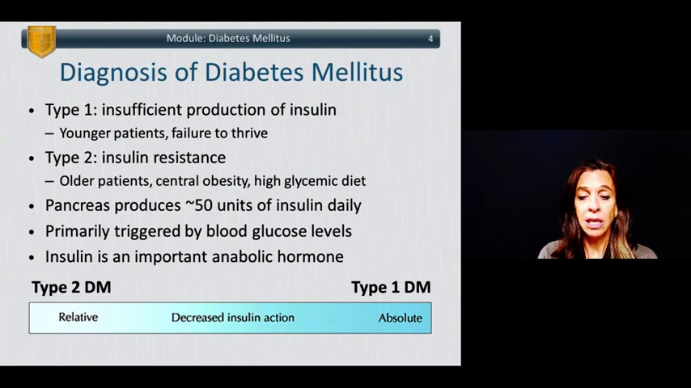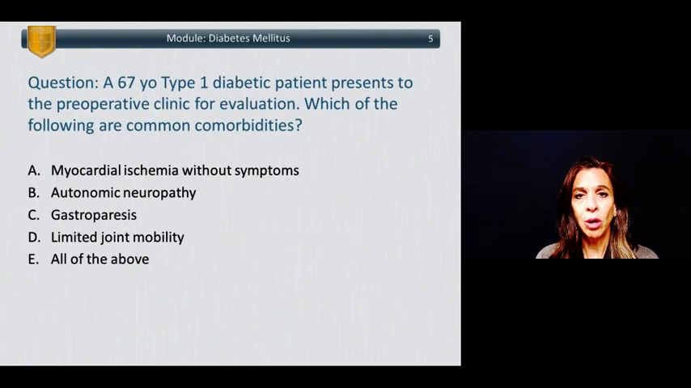You can see that the continuum of insulin action varies from relative decreased insulin action in type 2 diabetics to an absolute decreased insulin action in type 1 diabetics. So let's do a question.